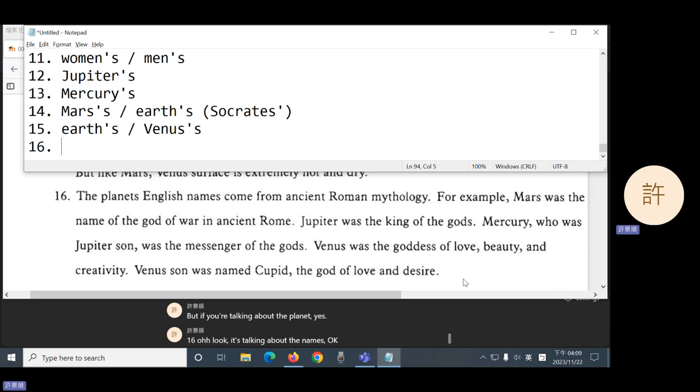Okay. The planet's English names come from ancient Roman mythology. For example, Mars was the name of the god of war in ancient Rome. Jupiter was the king of the gods. Mercury, who was Jupiter's son, was the messenger of the gods. Venus was the goddess of love, beauty, and creativity. Venus's son was named Cupid. We're talking about the goddess, right? Venus's son was named Cupid, the god of love and desire.